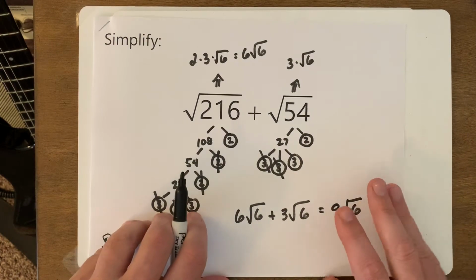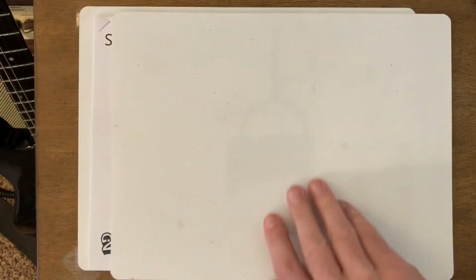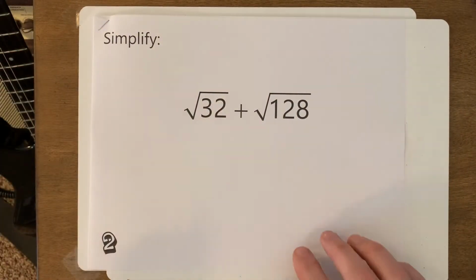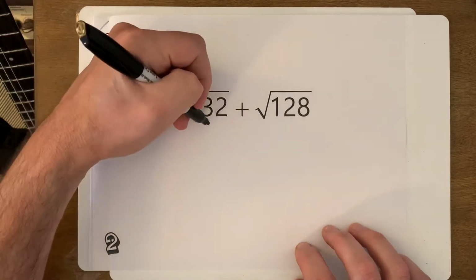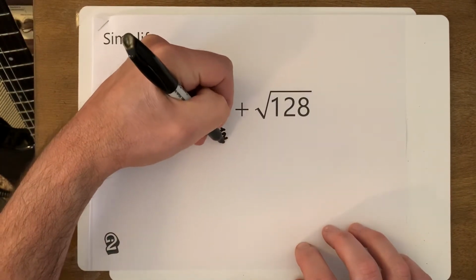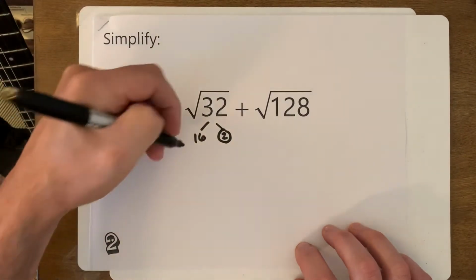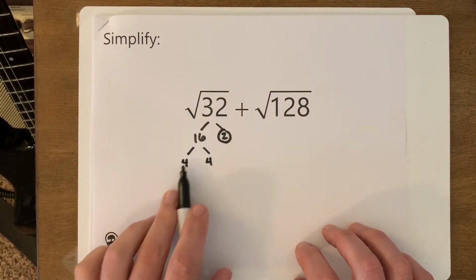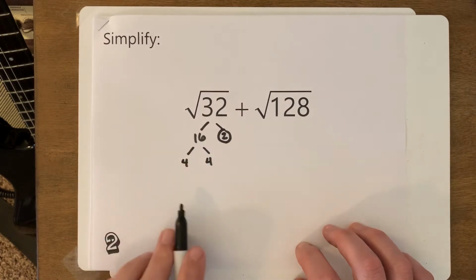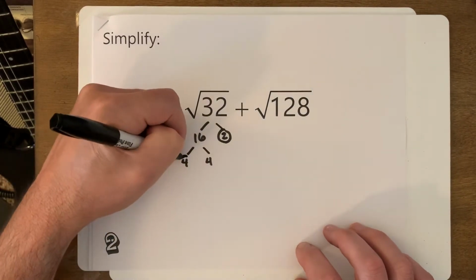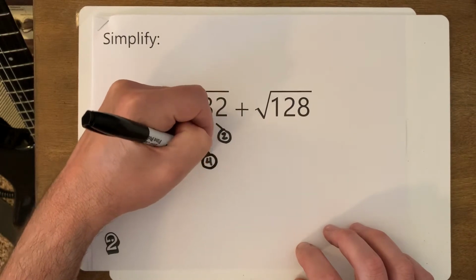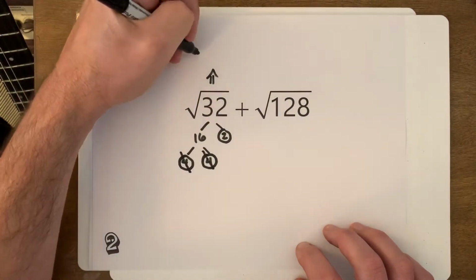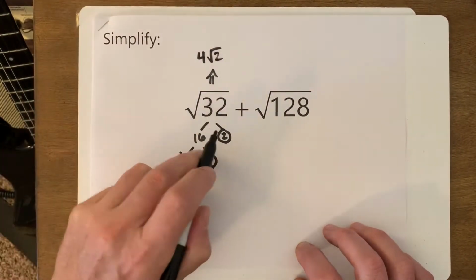All right, let's take a look at another one. This time, and by the way, when we're adding and subtracting, we're going to do the same thing every time. We have root 32 plus root 128. So let's break this down. 16. I'm going to take a shortcut here. 16 is 4 times 4. Whenever I get to a perfect square, I'll just go ahead and break it down into the two numbers that make that perfect square. They're the same, 4 and 4. And I'm going to treat these like primes because it makes my life easier. And it turns out root 32 is really 4, and then that extra 2 goes here.